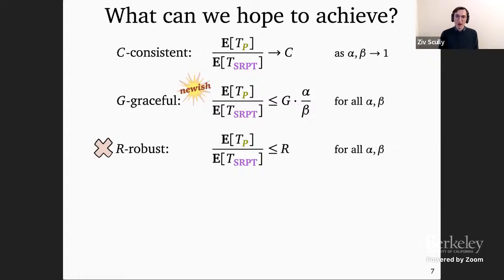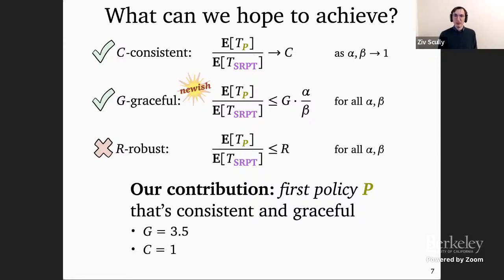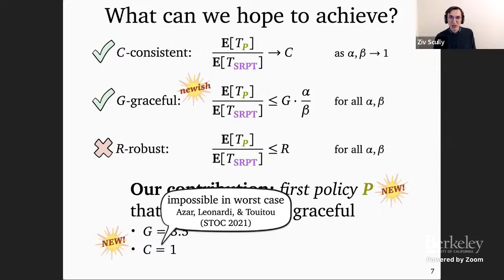So we can hope for consistency and gracefulness, and that's exactly what we achieve. We introduced the first scheduling policy for the stochastic scheduling setting that is consistent and graceful. The policy itself is new, as is our analysis of it. Something I'll point out here is that this consistency result with C equals 1, perfect consistency as the noise decreases, is impossible to achieve with worst-case arrivals. That's an interesting fundamental difference between stochastic scheduling and worst-case scheduling. I think it's exciting that we have both perspectives working on these sorts of models at the same time.